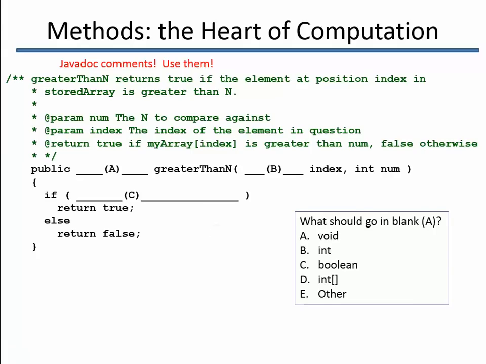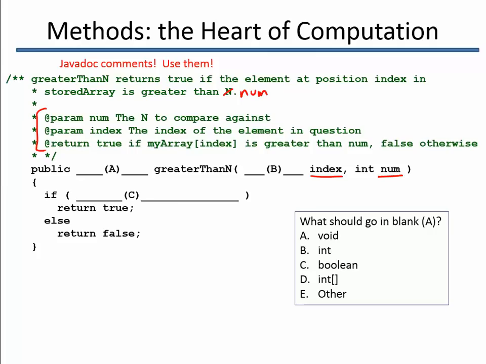All right, that was a review of drawing memory models, but now let's pick up with writing some methods. The first method we're going to write is described here in these Java comments. It's called greaterThanN, and it returns true if the element at position index is greater than some number n, which is actually called num in our parameter list. And these comments explain what the parameter should be, as well as what the return value should be.